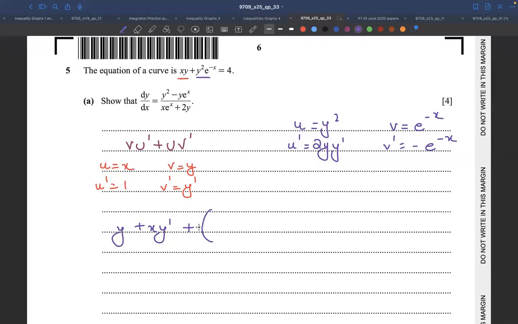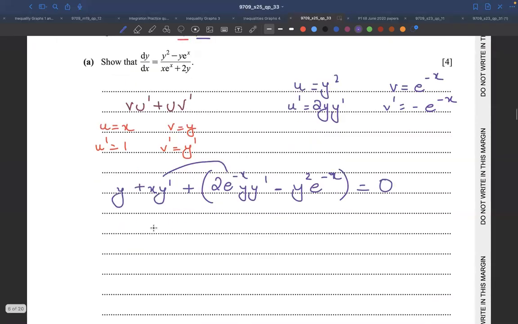So again applying vu dash, we'll get 2 e power minus x, and then we have y and y dash, plus, but this is a minus sign, so we can just write minus uv dash will become y square e to the power of minus x equals to the derivative of 4 would be 0. Now to find dy dx, we'll separate these two terms. So we'll get x y dash plus 2 e power minus x y y dash is equals to, taking this on the right hand side, this will become y square plus y square e power minus x, and this will become minus y.